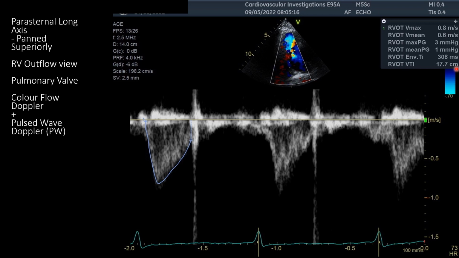We can also use this information to figure out the velocity time integral, and if we can find an adequate window to accurately measure the RV outflow tract, which is not always possible on transthoracic imaging, then we could calculate the cardiac output for the right ventricle.